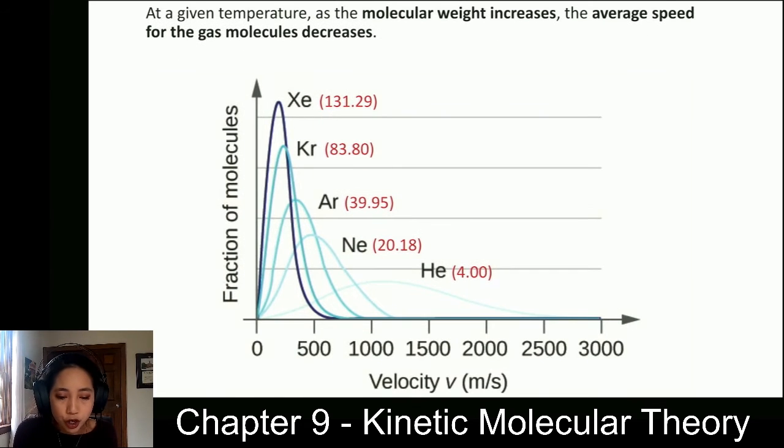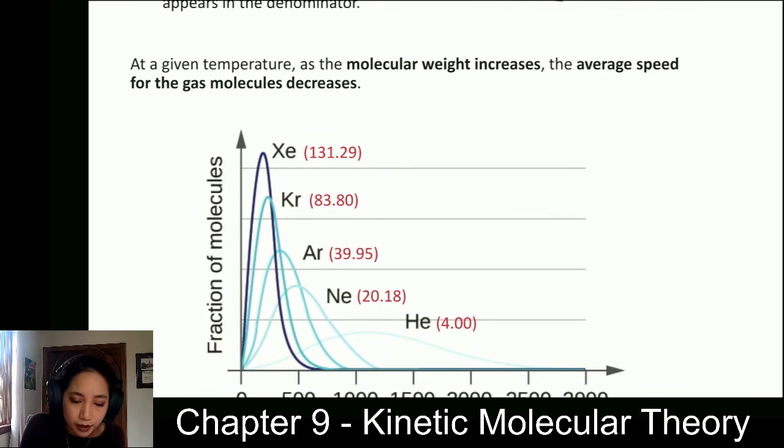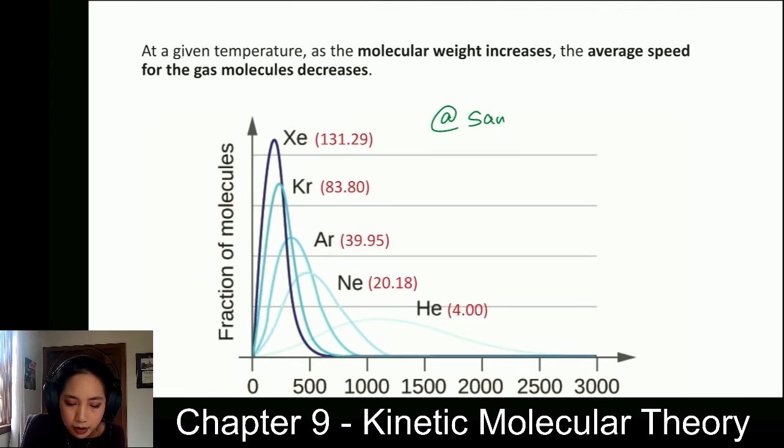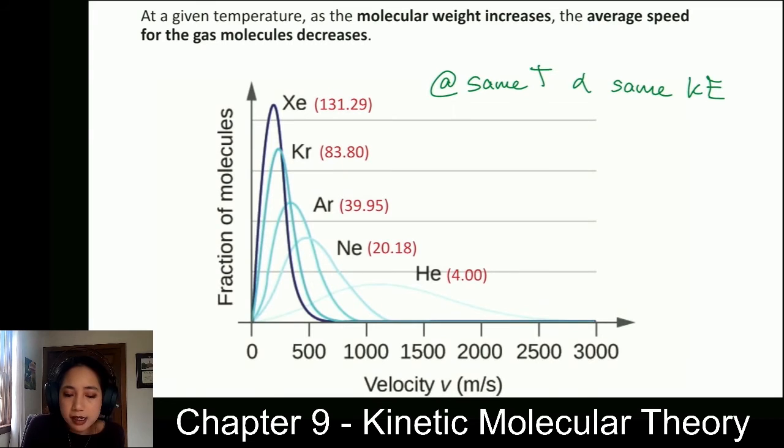So this graph shows different noble gas samples, all with the same average kinetic energy. They're all at the same temperature. So at the same temperature, meaning that they have the same kinetic energy. But what you see is that the Maxwell-Boltzmann distribution changes for these different species.